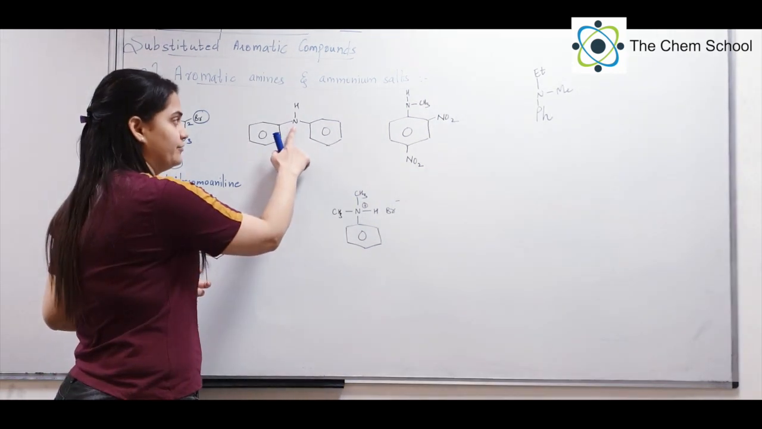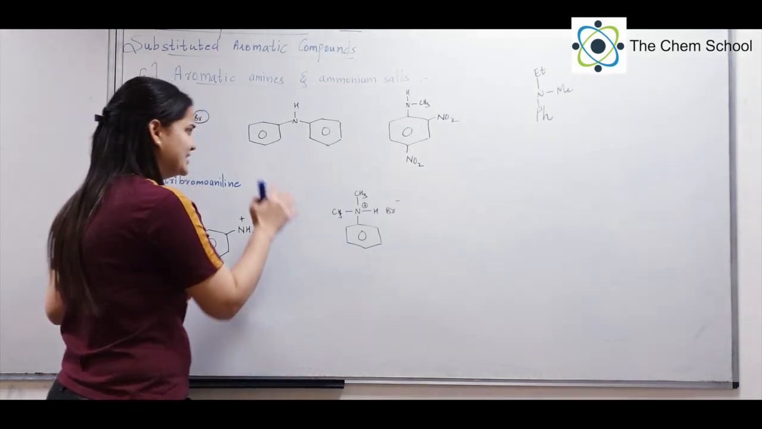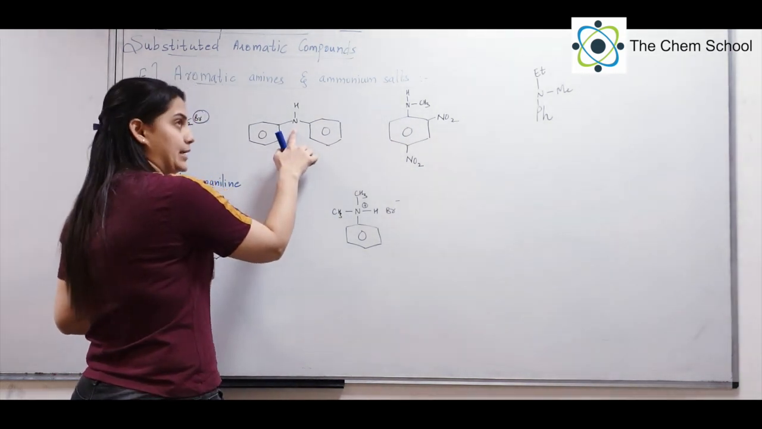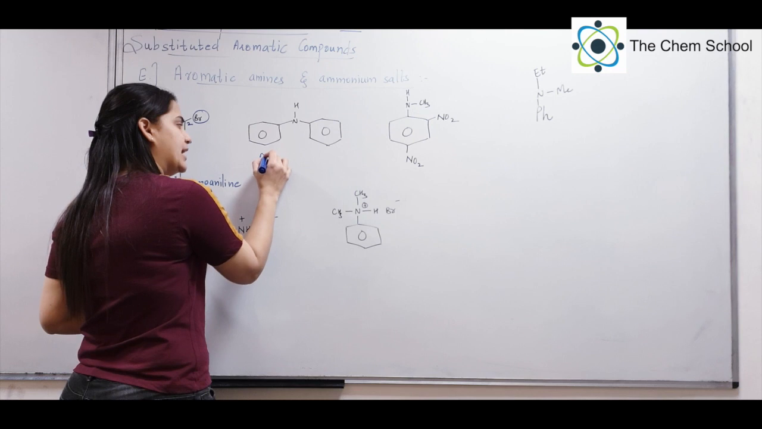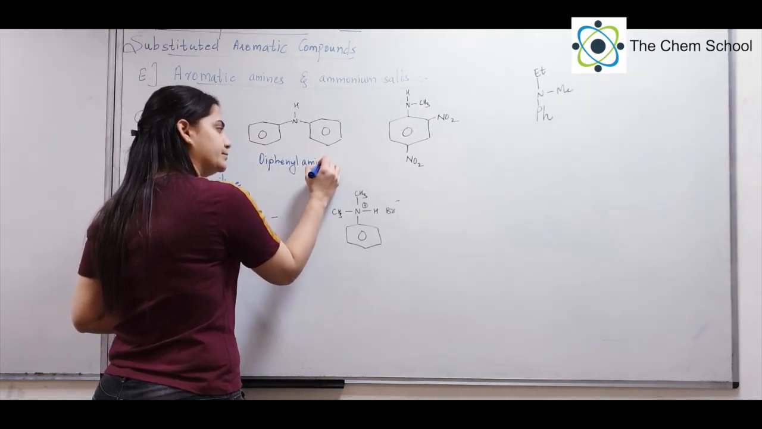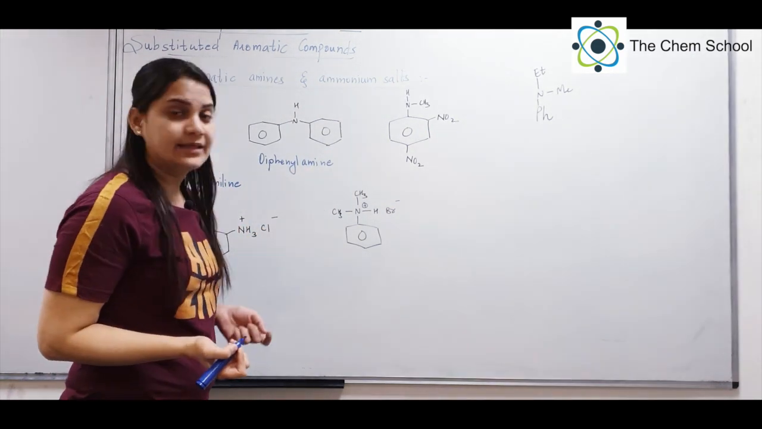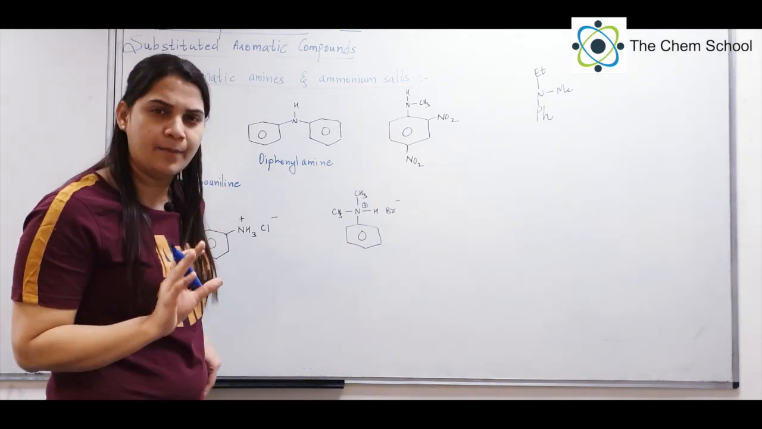So if you have this amine with 2 phenyl groups on either side, then you will say it is diphenylamine. I repeat, it is called diphenylamine. Right? So this was very simple. The next one. Now this is a bit difficult.